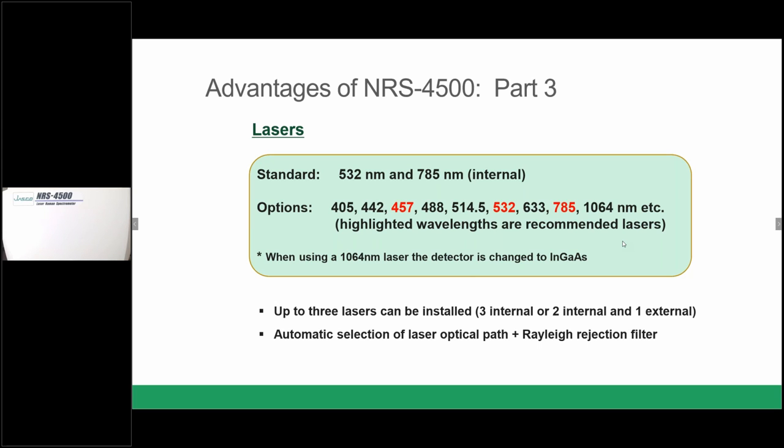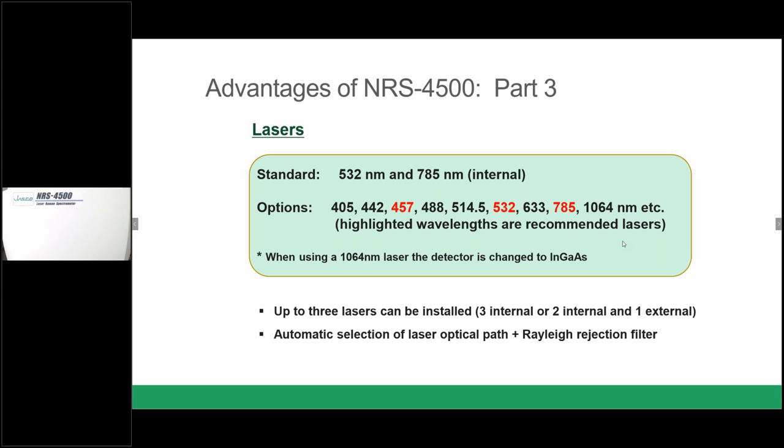For the instrument that has 1064 nanometers, the detector that is used is the InGaAs detector. For those samples that fluoresce a lot, especially biological samples, the InGaAs detector with the 1064 is recommended. NRS 4500 can hold only one detector, so that would be a fully dedicated 4500 instrument. If some user would like to have two detectors, you have to move up to the 5500, that is our research grade instrument.